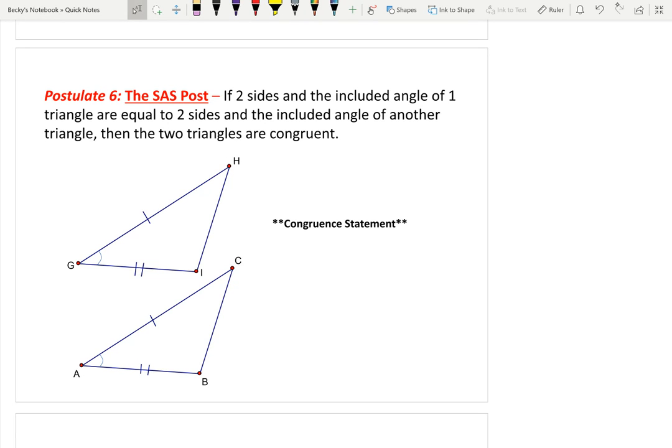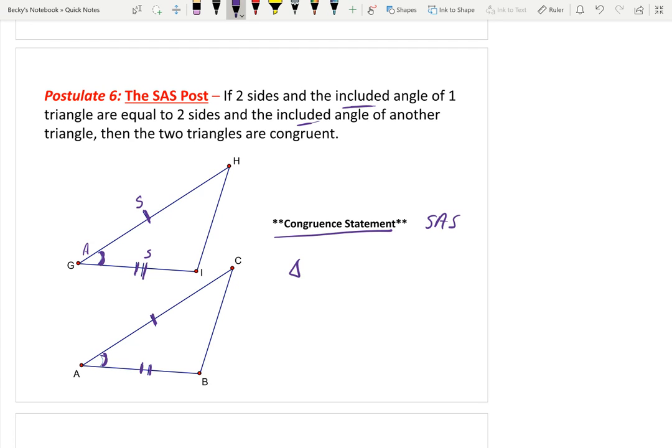Now let's read it. It says 2 sides and the included, which means in between, angle of one triangle are equal to the 2 sides and the included, in between, angle of the other triangle. Then the 2 triangles are congruent. So we have 2 sets of sides and the angle that's directly in between. Okay, that's the same situation over here. We have the same markings and the angle that's in between. So you have the side and the angle that's in the middle. And so this is a case of side angle side.